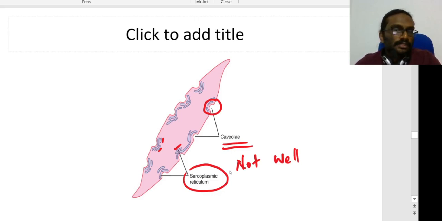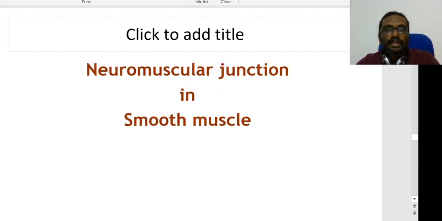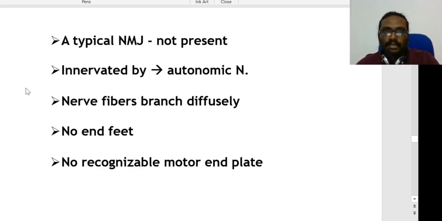We will come to the reason later. Coming to the neuromuscular junction in smooth muscles, they are different. These are the important things that you should remember. A typical neuromuscular junction is not present.